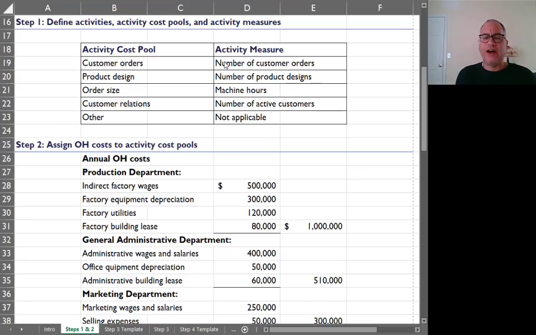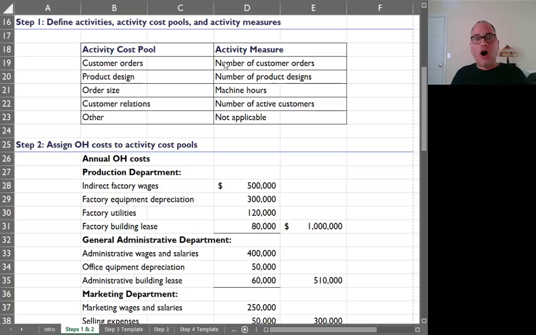Same thing with product design. I have a product design department. Several people work there, or maybe several consultants, who I pay by the hour. And I'm going to create a new cost pool called product design. Same thing for order size. The bigger the order, the more overhead that goes with it, supposedly. Or customer relations. I have a customer relations department.